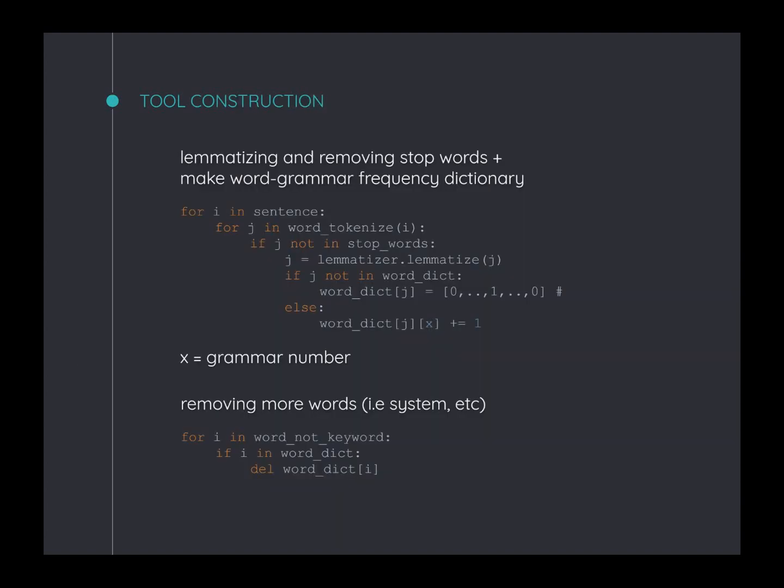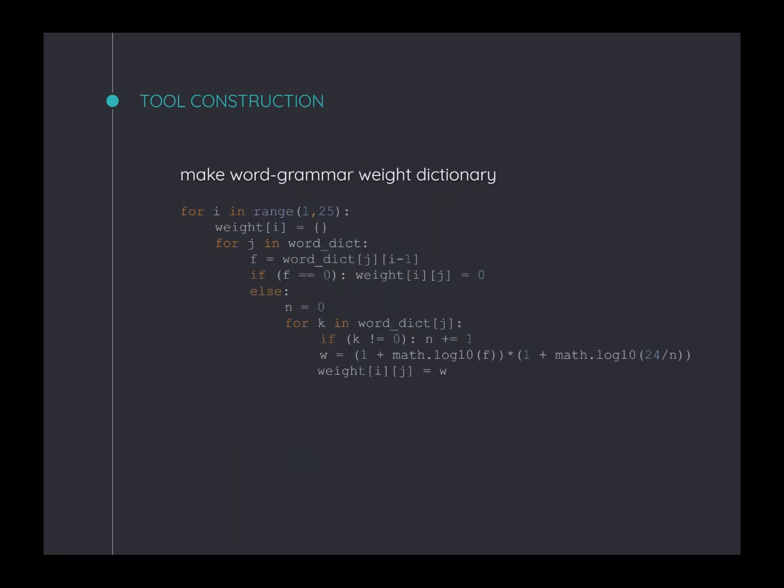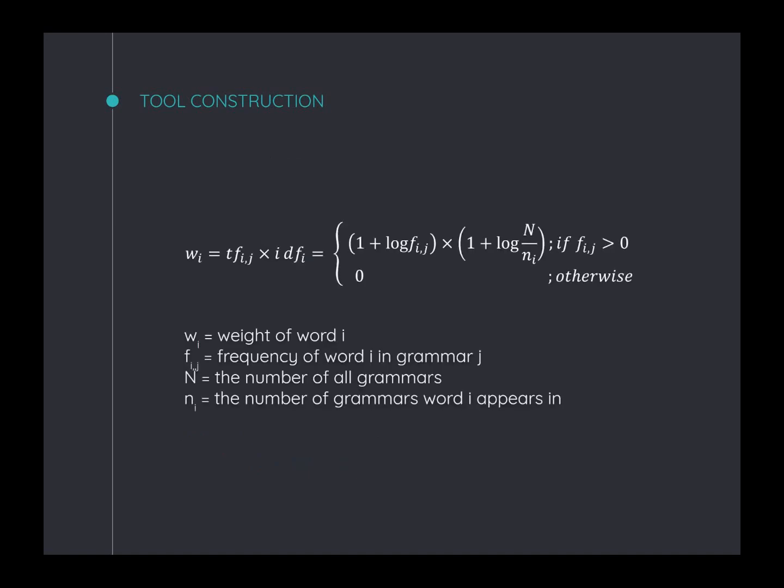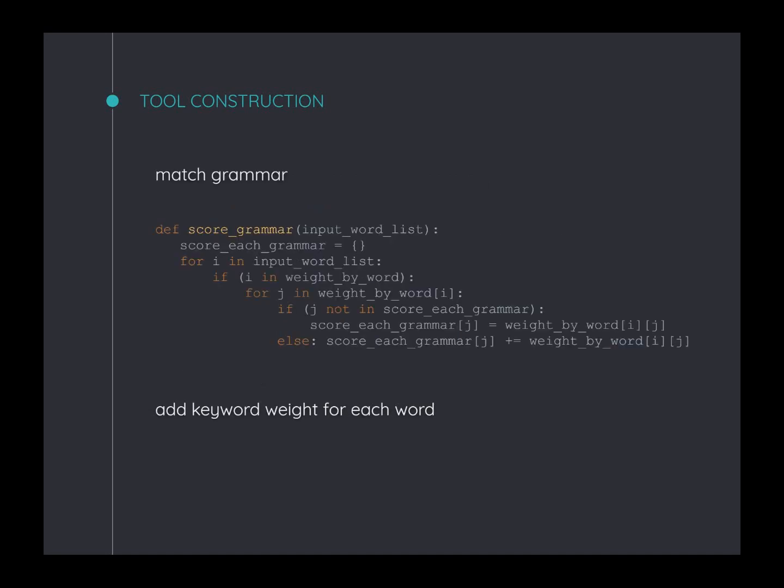We start constructing the tool by calculating the frequency of each word for each grammar first, since we could not do that by hand. Then we calculate the weight of each of them by using this equation. And this is the grammar matching algorithm.